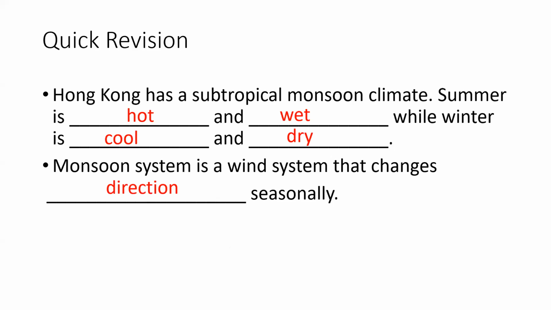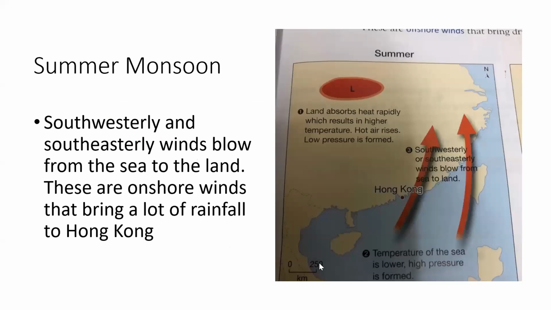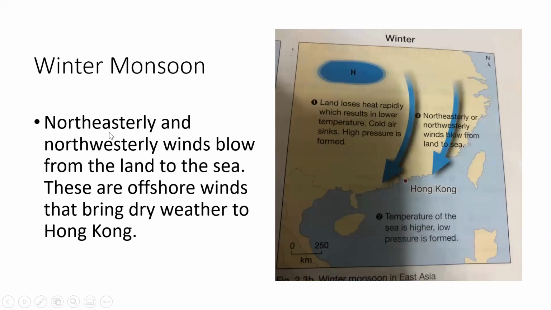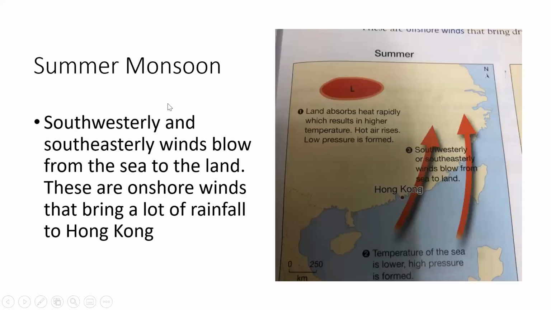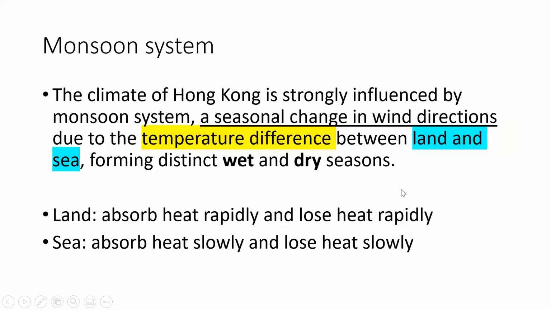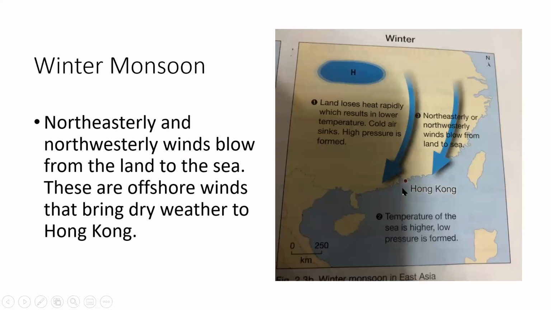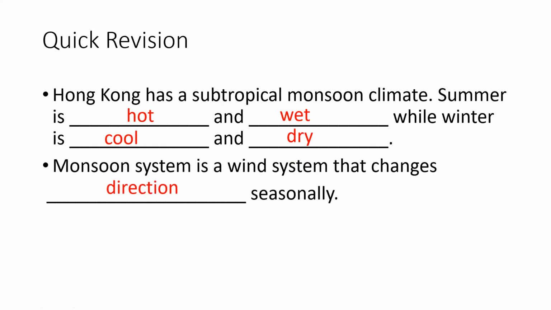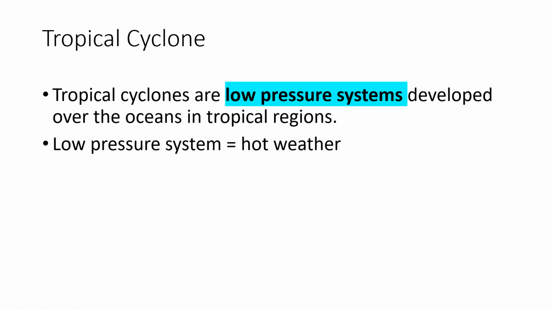Remember direction. Okay, so now let's look at here. The summer is southwesterly, southeasterly, but in winter it's northwesterly. Okay, so in general, in summer, the monsoon wind comes from the south, and in winter, the monsoon wind comes from the north. Okay, next we will talk about the tropical cyclone.